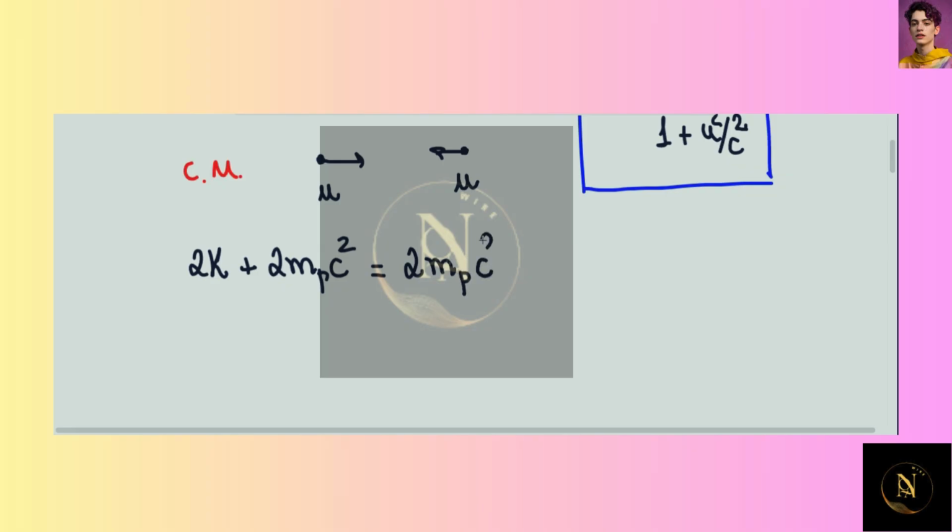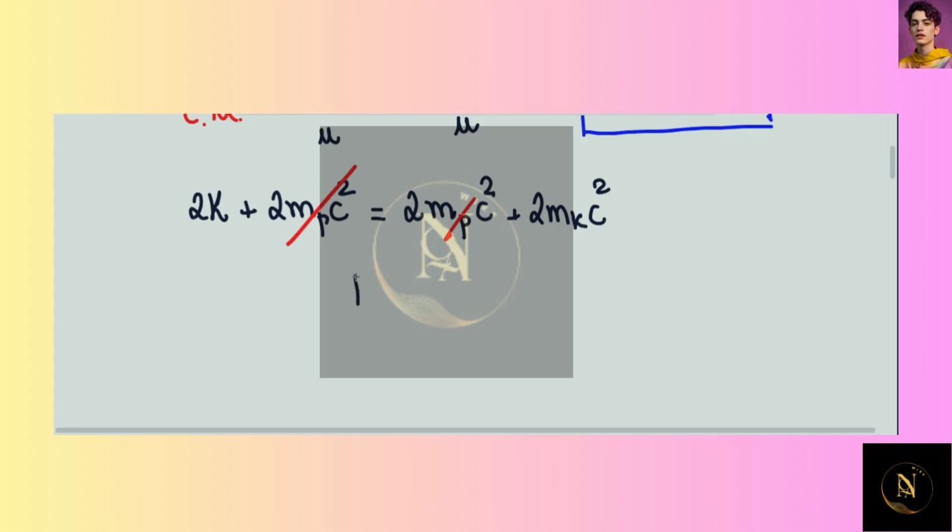So this is 2 times the rest energy of one proton plus 2 times the rest energy of one K. The protons' rest energy cancels out, so the kinetic energy of one proton must be equal to the rest energy of one K. And the rest energy of the K is the mass times c squared. That's 493.7 megaelectron volts.